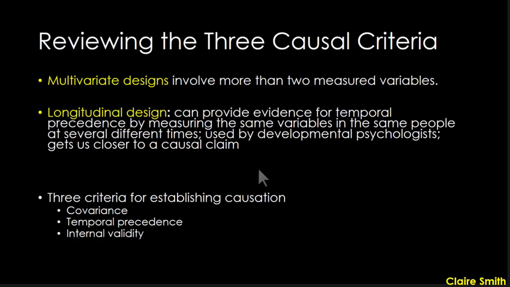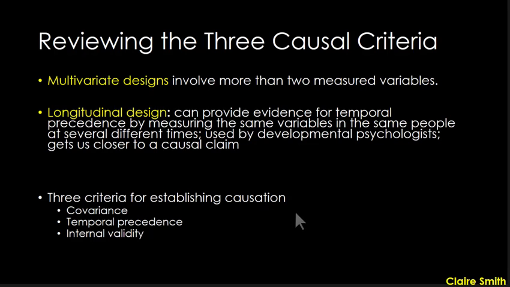And this is important. This is a good way to do a multivariate study because it's allowing you to gather information about temporal precedence because you're measuring the same variables from the same people at several different points in time. So it allows you to go back and look at the history, the progression of these different variables, and see how they may be related to one another.